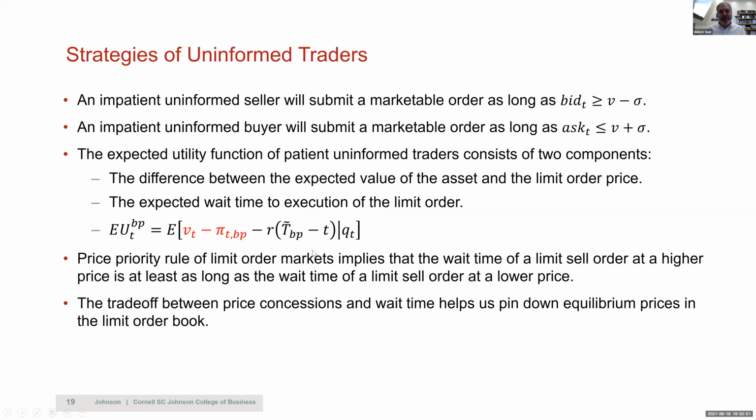The priority rule of a limit order market is that the wait time of a limit sell order at a lower execution priority, let's say a higher sell price, is always going to be at least as high as that of the order below it, because the order below it needs to execute before. And that trade-off between price concessions and wait time is what allows us to pin down the equilibrium prices in the limit order market. So let me show you how.